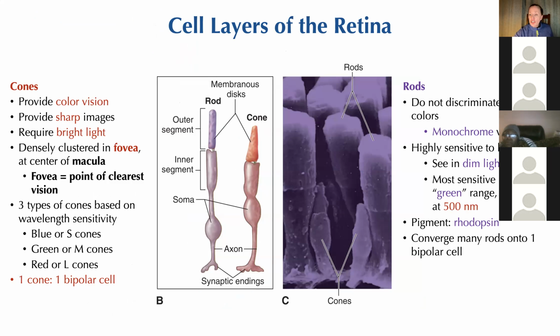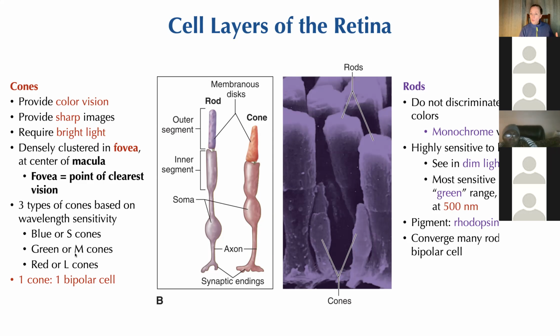And to function, they require bright light. We'll see that they're densely clustered in one particular area of the retina that we call the macula densa. And in the center of the macula, we call the very center of that the fovea. That's the highest density of cones there is, where we have our clearest vision. And we'll talk a little bit about how we have cones specifically that innervate, or send a message to the brain, for the color blue. All of our primary colors, the color green are M cones and the color red are L cones.